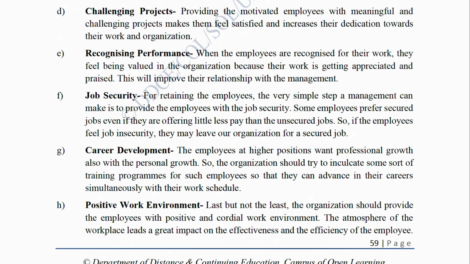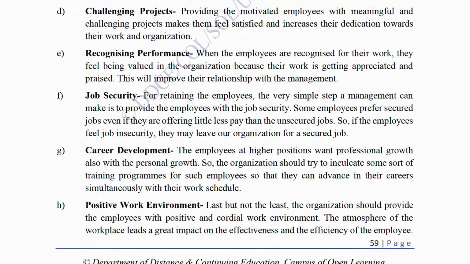Number 4, challenging projects. Providing the motivated employees with meaningful and challenging projects makes them feel satisfied and increases their dedication towards their work and organization. Fifth, recognizing performance. When the employees are recognized for their work, they feel valued in the organization because their work is getting appreciated and praised. This will improve their relationship with the management.